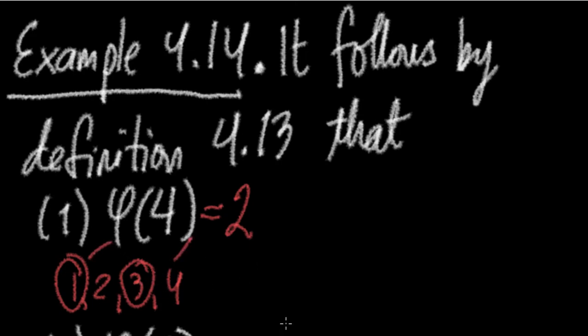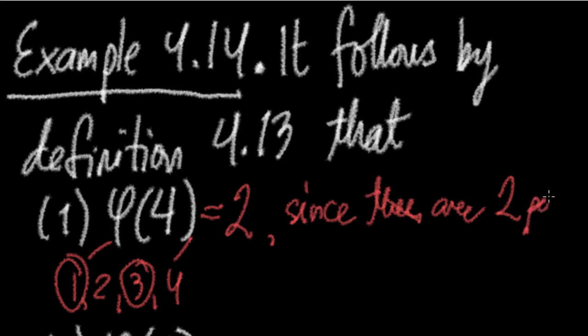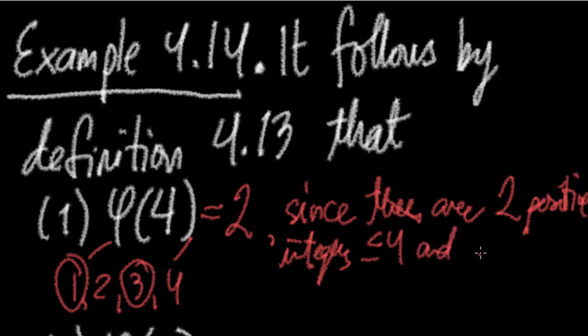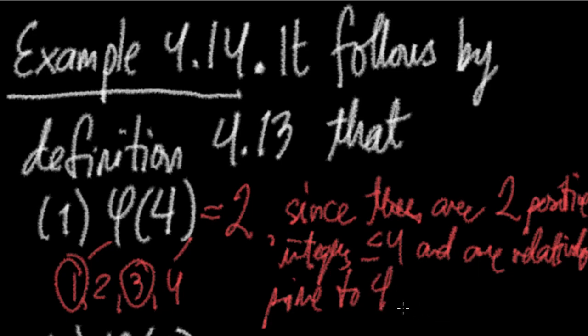If you want to write that in a sentence: since there are two positive integers less than or equal to 4 and relatively prime to 4, namely, we have 1 and 3.